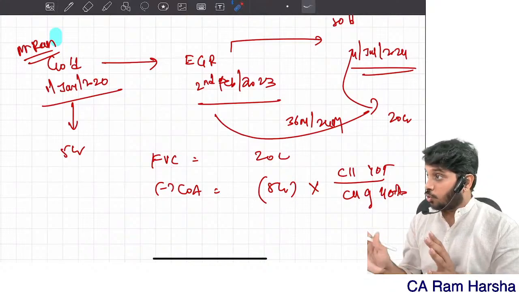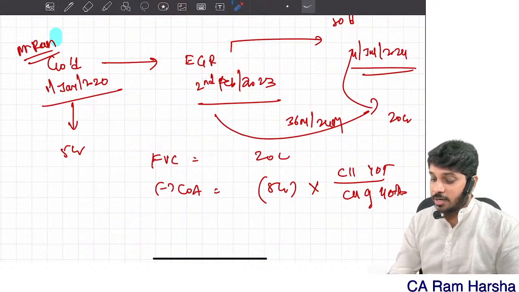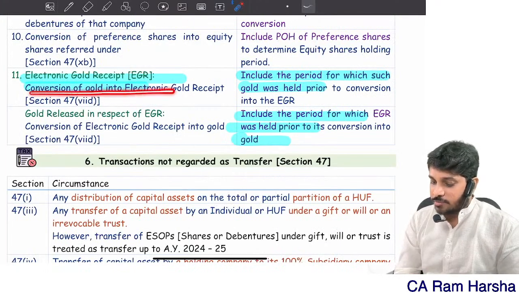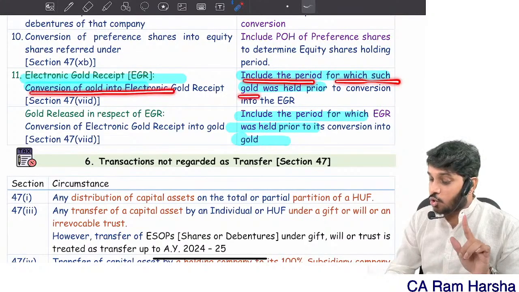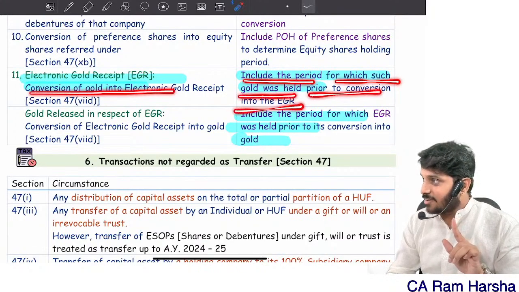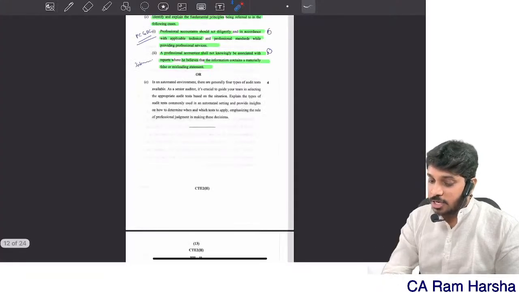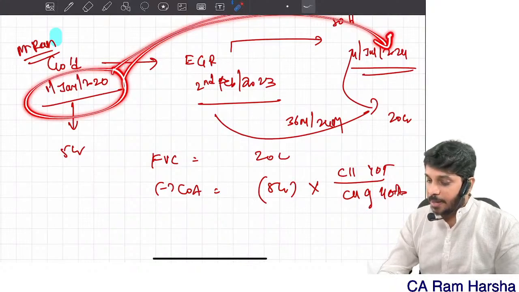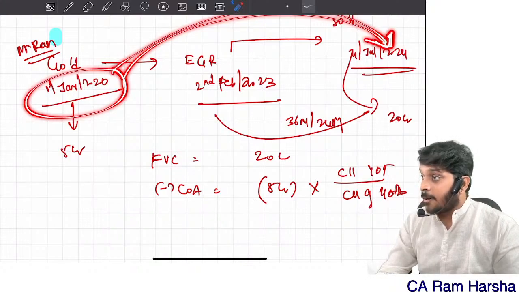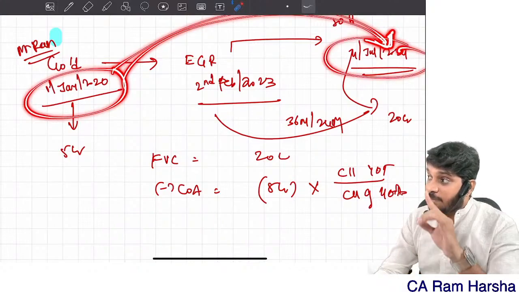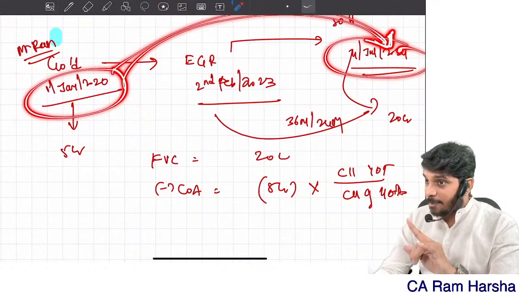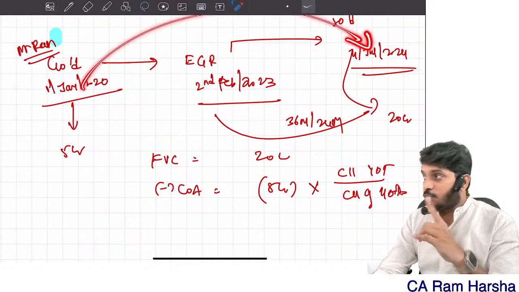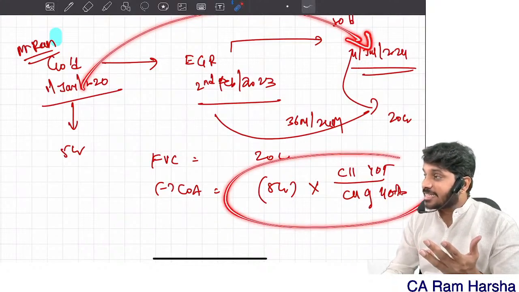Short term? No. When you are computing the EGR holding period, the gold holding period also should be considered. That is, conversion of gold into EGR includes the period for which such gold was held prior to conversion into EGR. I purchased this gold on 1st January 2020 and ultimately sold the EGR on 4th July. The gap is more than 36 months, because the transfer happened before the amendment date, before 23rd July. Therefore, 36 months is the criteria. More than 36 months is long term, so indexation is available.